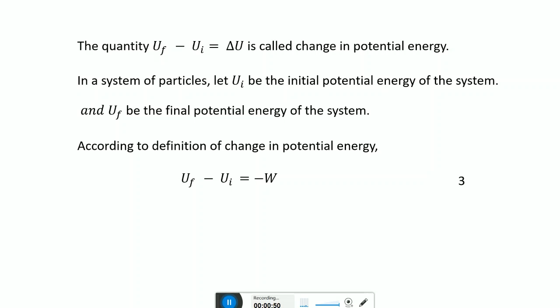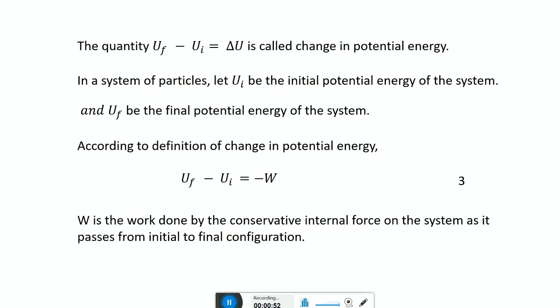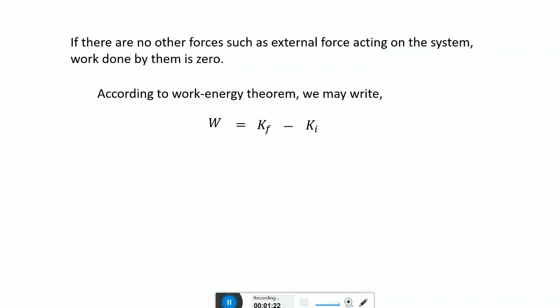This is equation number 3. W is the work done by the conservative force on the system as it passes from initial to final position. If there are no other forces, such as external force, acting on the system, the work done by them is 0. According to the work-energy theorem, we can write W is equal to Kf minus Ki, that is, the change in kinetic energy.